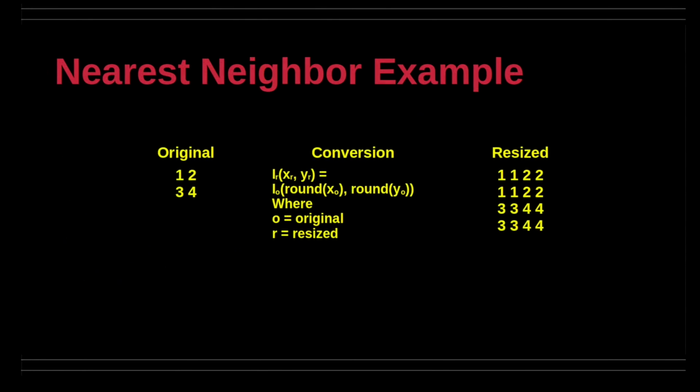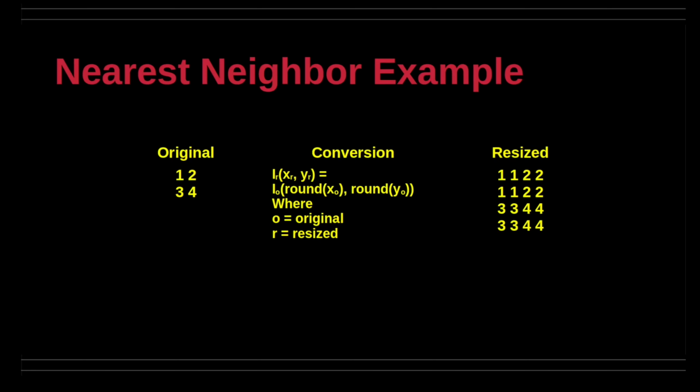In this example, the original image, for the purposes to understand the calculation process, is a 2 by 2 image. In the real world, we will not deal with 2 by 2 images commonly. We will scale the original image by a factor of 2 in both dimensions. The resized image will be a 4 by 4 matrix. Each pixel takes the value of its nearest neighbor in the original image using the formula shown in the middle column of the table on the slide.